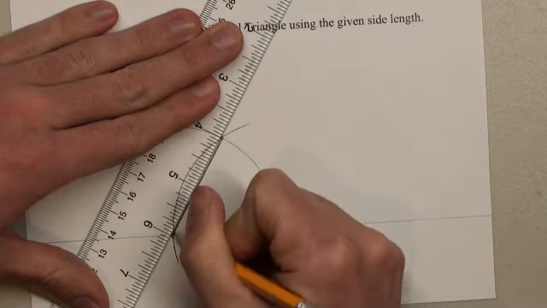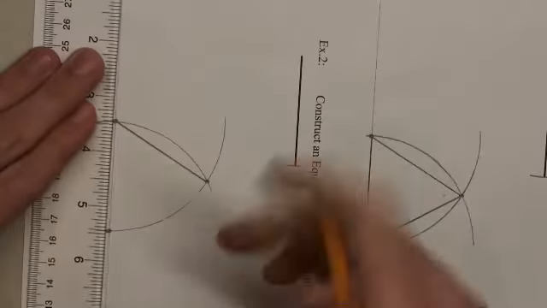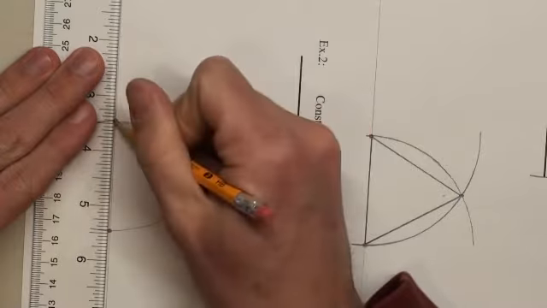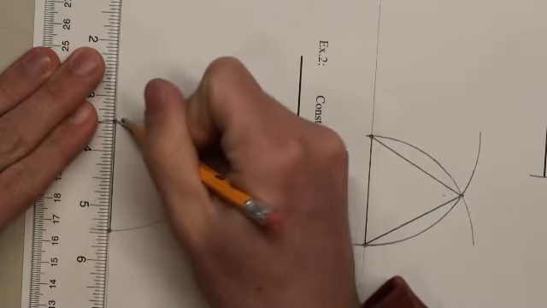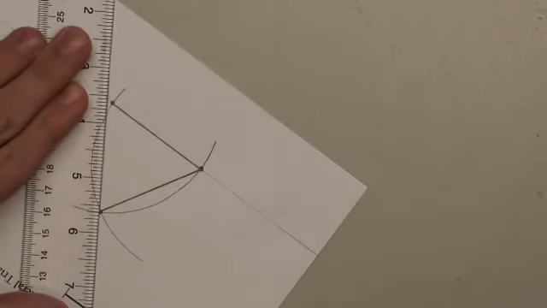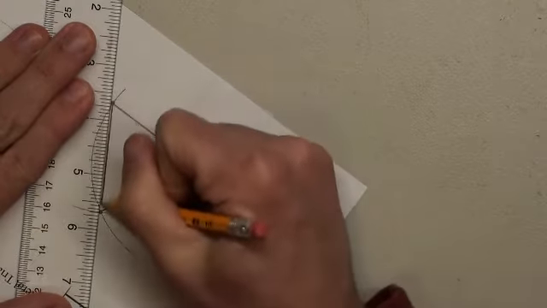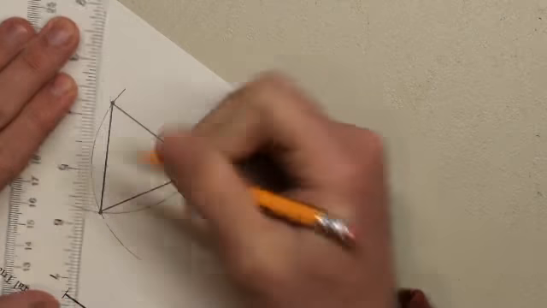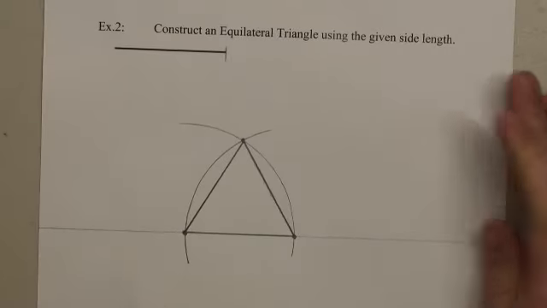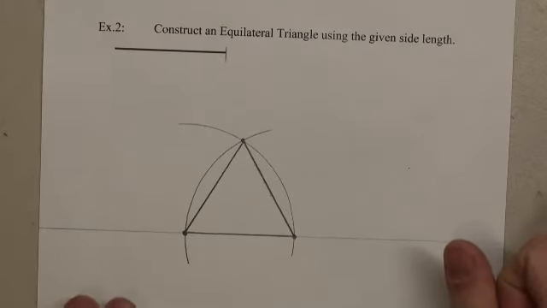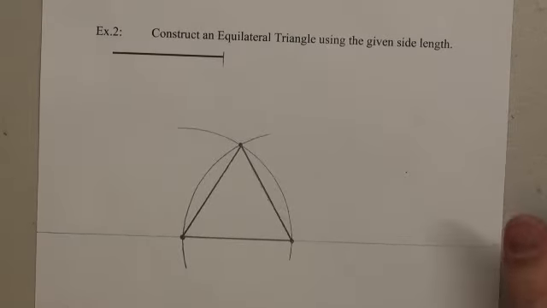Now the triangle, the construction should always be drawn dark. Alright, the arcs and the reference line should be light, and your final, what it is that you're trying to do, the equilateral triangle should be the dark lines. You want to make those nice and dark. They're called your object lines. Okay, and that's how you construct an equilateral triangle when you're given a side length.